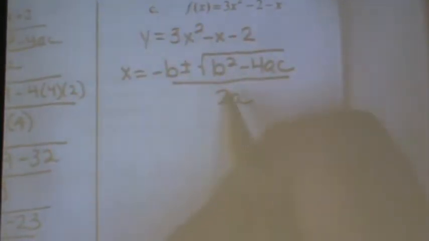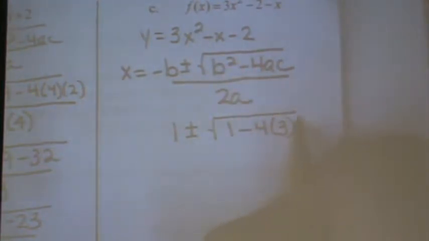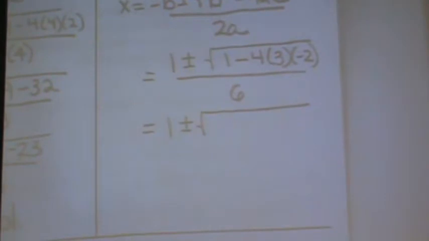Some people would write negative 2 as your b value, it's actually negative 1. So it's 1, the opposite of negative 1, plus or minus negative 1 squared is 1, minus 4 times 3 times negative 2. And then 2 times 3 is 6. Okay, help me out. What do I do next? I have 1, and then a negative 4 times 3 times negative 2. It's 1 plus 24.